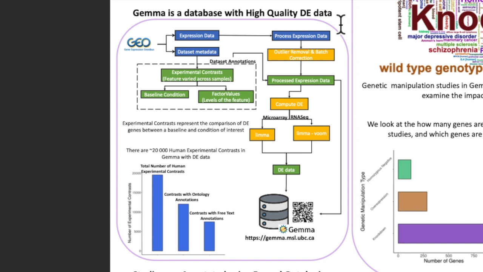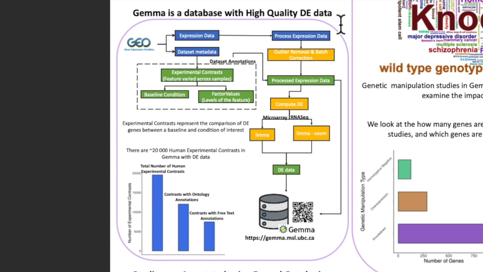The experimental factors represent the feature that is being varied across samples. So for example, a study examining the effects of a drug on different cell types would have the experimental factors treatment and cell type. These features would have levels or factor values that represent the types of drugs and the types of cells that are being looked at in the experiment. In order to perform differential expression analyses on these data, experiments are annotated with the baseline factor.